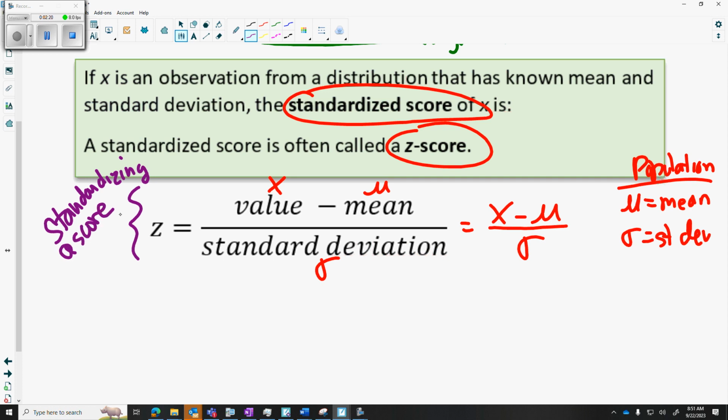So think about standardized tests like SAT, ACT. Those are all called standardized tests because we're putting everyone on the same scale. And that's what we can do here with a z-score. All right, so let's now look at an example.